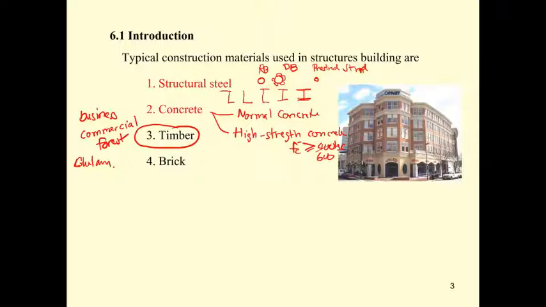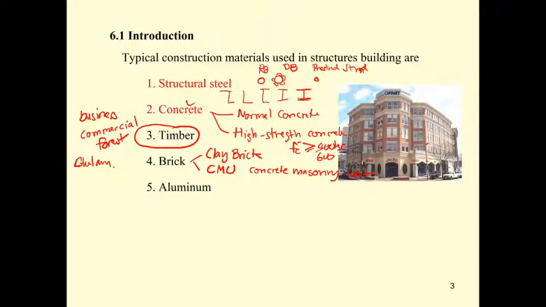And the fourth is brick. Typically we have two types of brick. One is clay brick, which is the typical old style brick. Another one is the concrete masonry unit. It's concrete; that is the brick unit, built by using concrete.